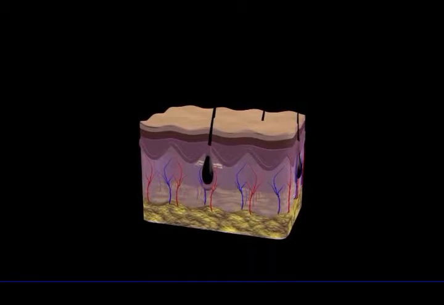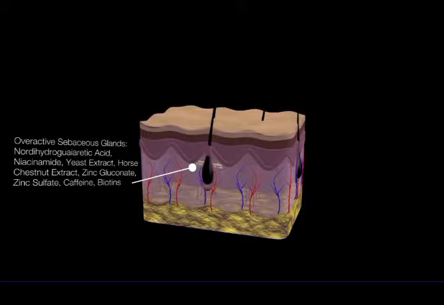So what can we do to treat acne now that we understand the physiology and the causes? Let's review some of the ingredient technology that's available to us as skin therapists to treat acne. By inhibiting the activity of the overactive sebaceous glands, we not only eliminate the food source for the bacteria, but we also eliminate oily shine. Look for sebum-regulating agents like nordihydroguaiaretic acid, yeah, it's a long word, niacinamide, yeast, horse chestnut, sarcosine, and zinc gluconate.